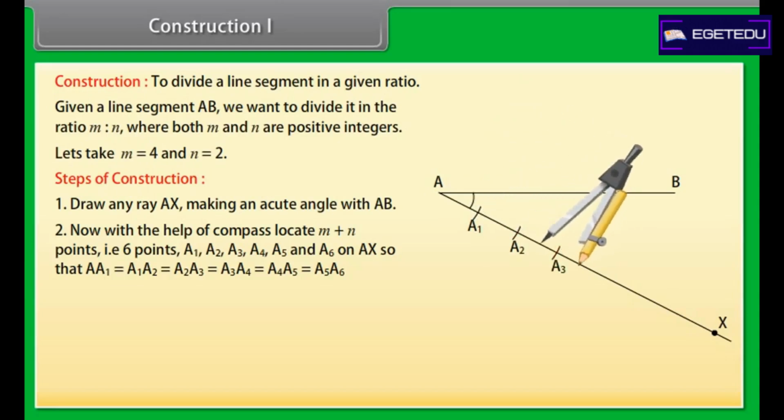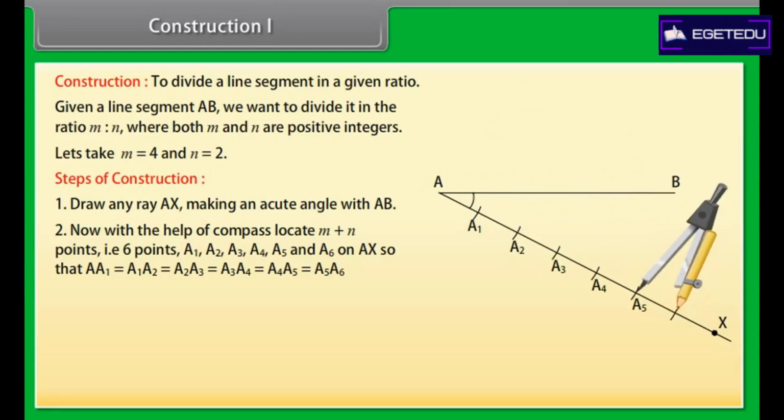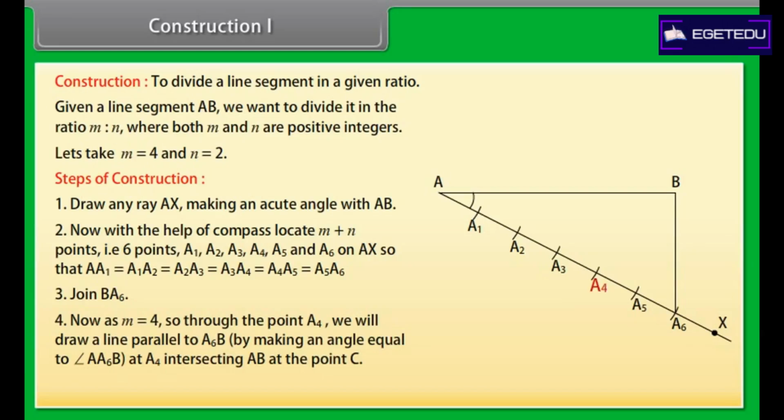Steps of construction. Draw any ray AX, making an acute angle with AB. Now with the help of a compass, locate m plus n points, that is 6 points, A1, A2, A3, A4, A5 and A6 on AX so that AA1 = A1A2 = A2A3 = A3A4 = A4A5 = A5A6.